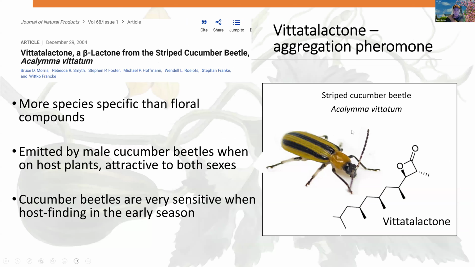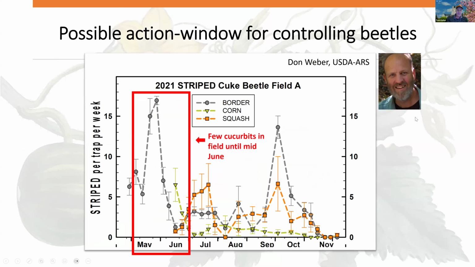But what we know now is that there's another compound. So the plants are producing some, but the beetles themselves have a very, very potent aggregation pheromone called vittatalactone. And when those male beetles get on plants that they like, they release this, and it is highly potent. And that is the one that is really driving them early season. It is this pheromone, not so much the floral compounds. So it's been some great work there. Don Weber at the USDA in Beltsville has done a lot of good work.